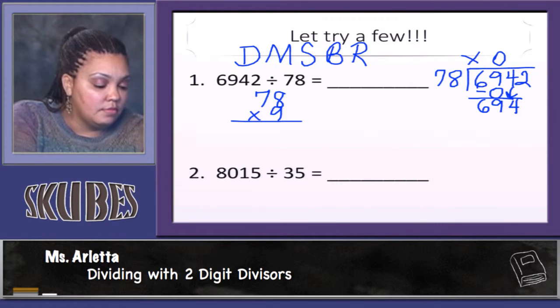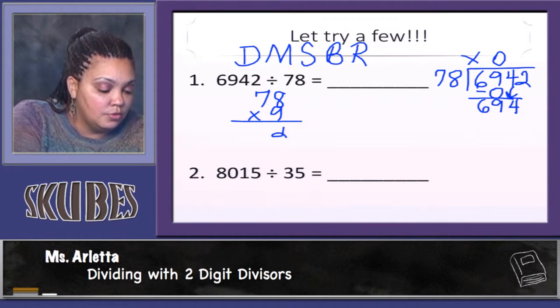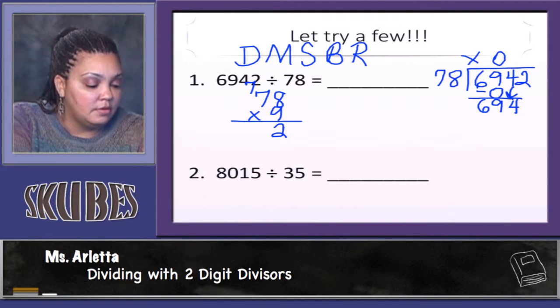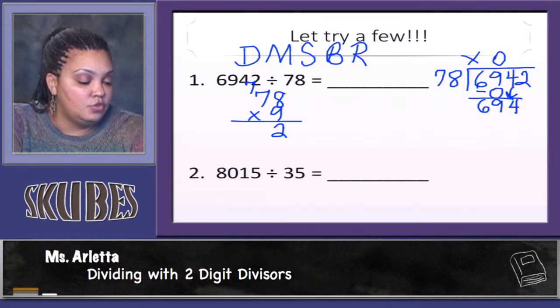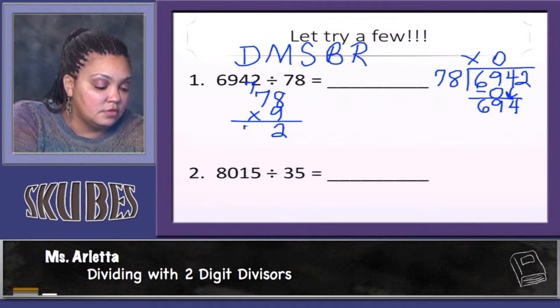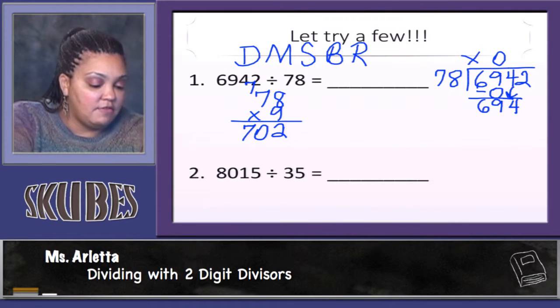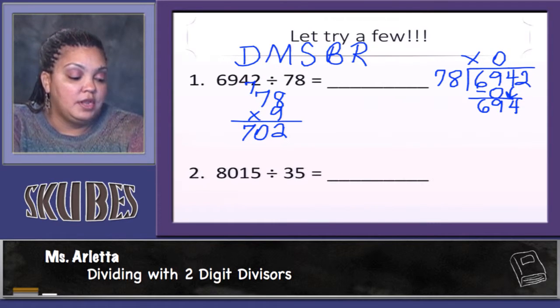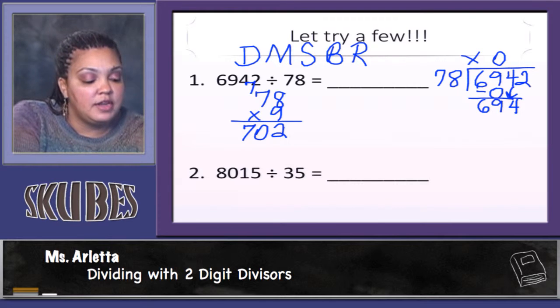9 times 8 is 72. We'll write our 2 and carry our 7. 9 times 7 is 63. 63 plus that 7 gives us 70. 702, that's a little bit too big. It's larger than the 694, so we need to go one number lower than the 9.